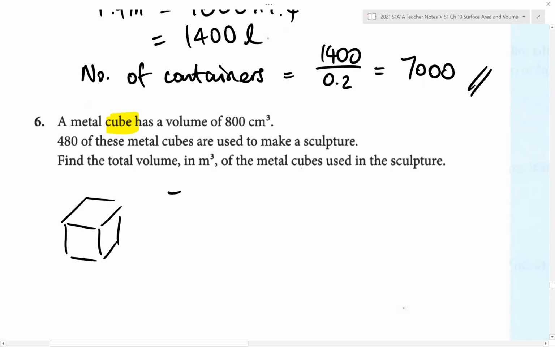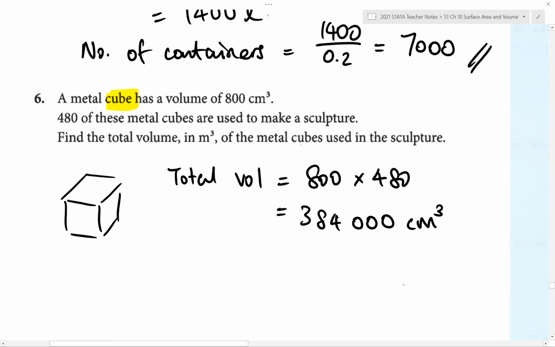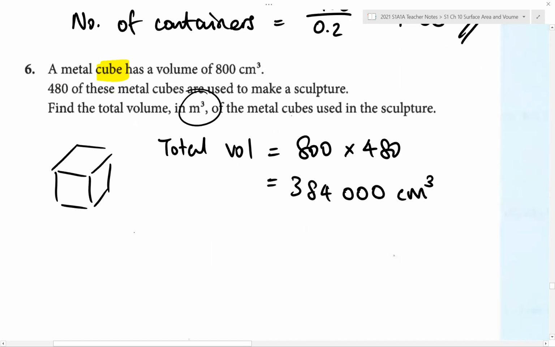So total volume, 800 times 480. Because one of it is 800 only. So multiply by 480. You have 384,000 cubic centimeters. So all these are used to make a big sculpture. Find the total volume, but they want it in cubic meters. So you need to change. What is 384,000 cubic centimeters in cubic meters?